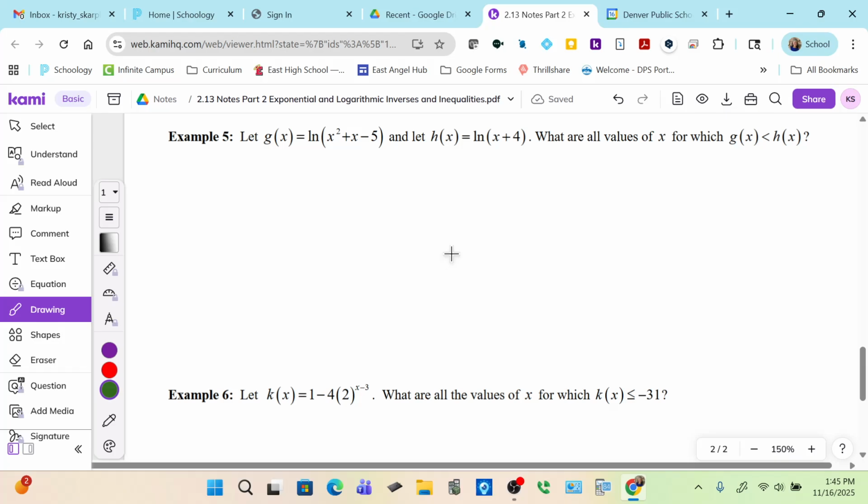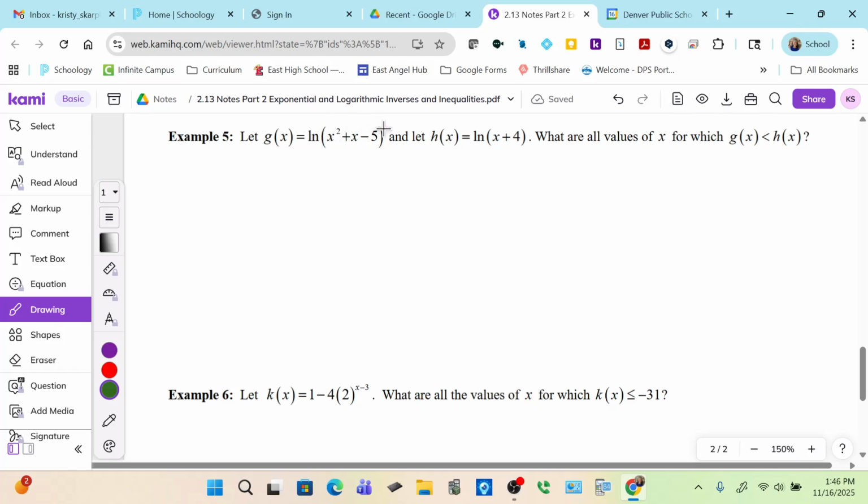In this video I'm going to go over how you solve the inequalities for logarithms and exponentials. And with this we use sign charts just like we did with polynomial inequalities and rational inequalities. But before we can get too far, we need to determine for which x values we can even do this with our logarithms. So, for example, we have the natural log of x squared plus x minus 5.